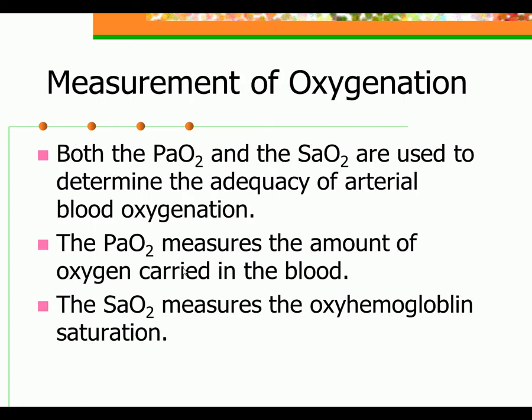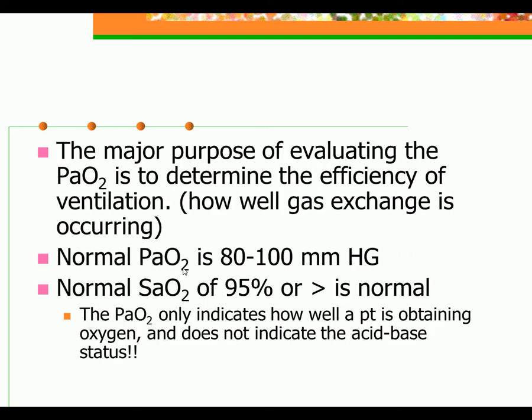Measurement of oxygenation. Both the PaO2 and the SaO2 are used to determine the adequacy of arterial blood oxygenation. Your Corbett book does an excellent job of explaining the difference between these and the terminology. The PaO2 measures the amount of oxygen carried in the blood, and the SaO2 measures the oxygen hemoglobin saturation. The major purpose of evaluating the PaO2 is to determine the efficiency of ventilation, how well gas exchange is occurring. That's why we look at the O2 levels.